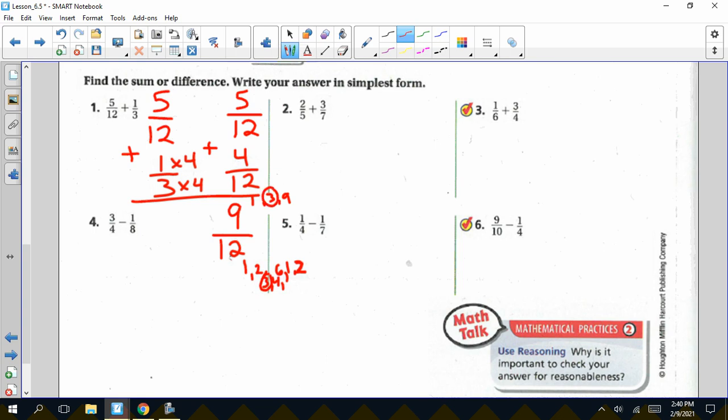Now, you don't have to make the list if you can do that in your head. We're going to divide both the numerator and the denominator by 3. 12 divided by 3 is 4. 9 divided by 3 is 3. The answer is 3/4.